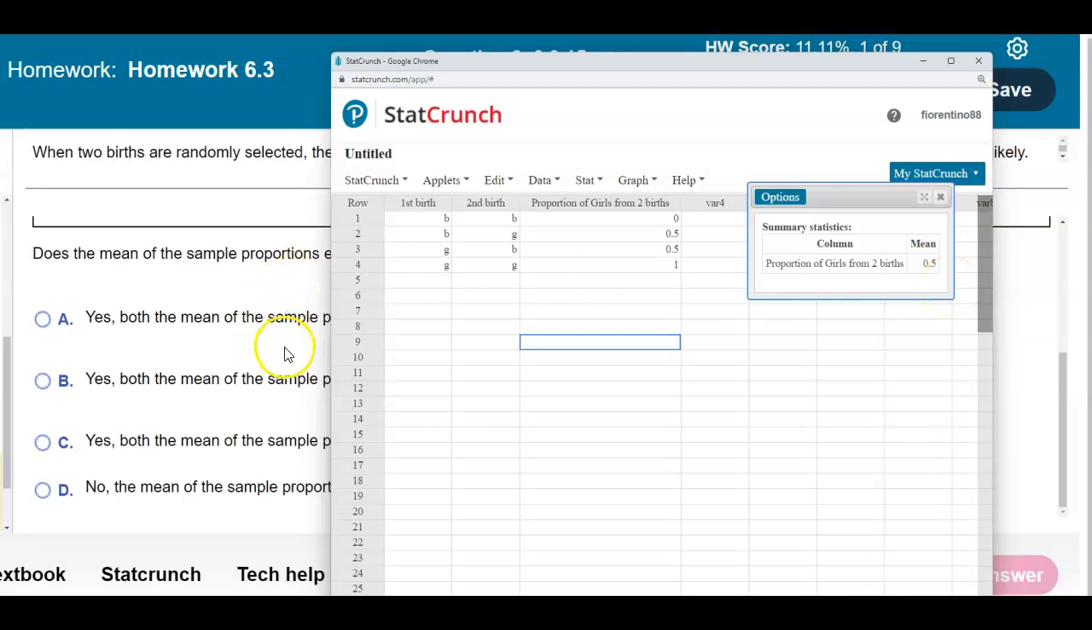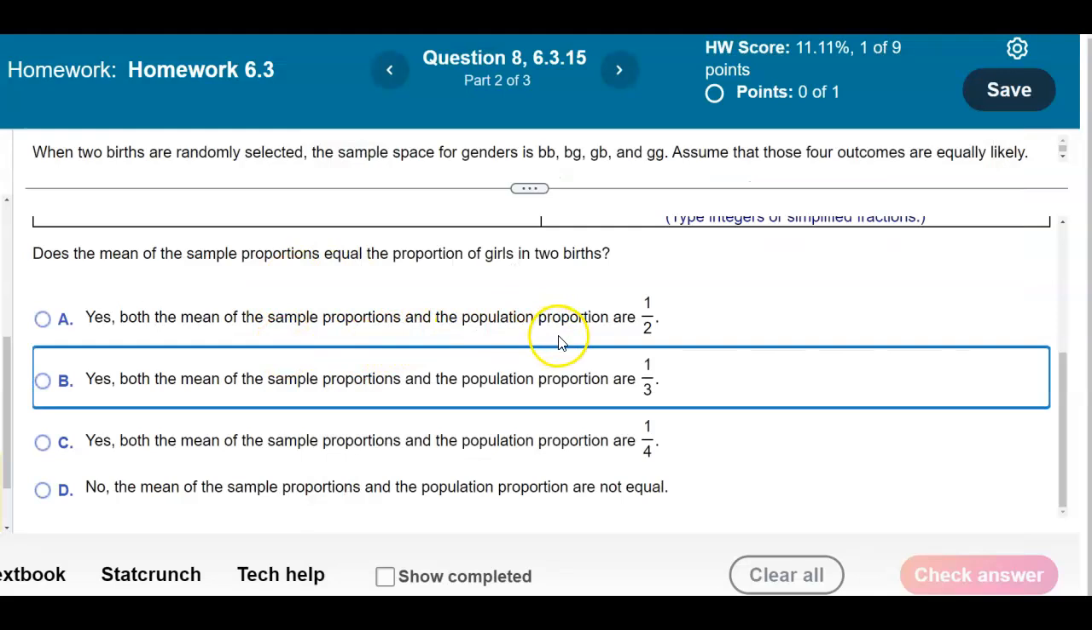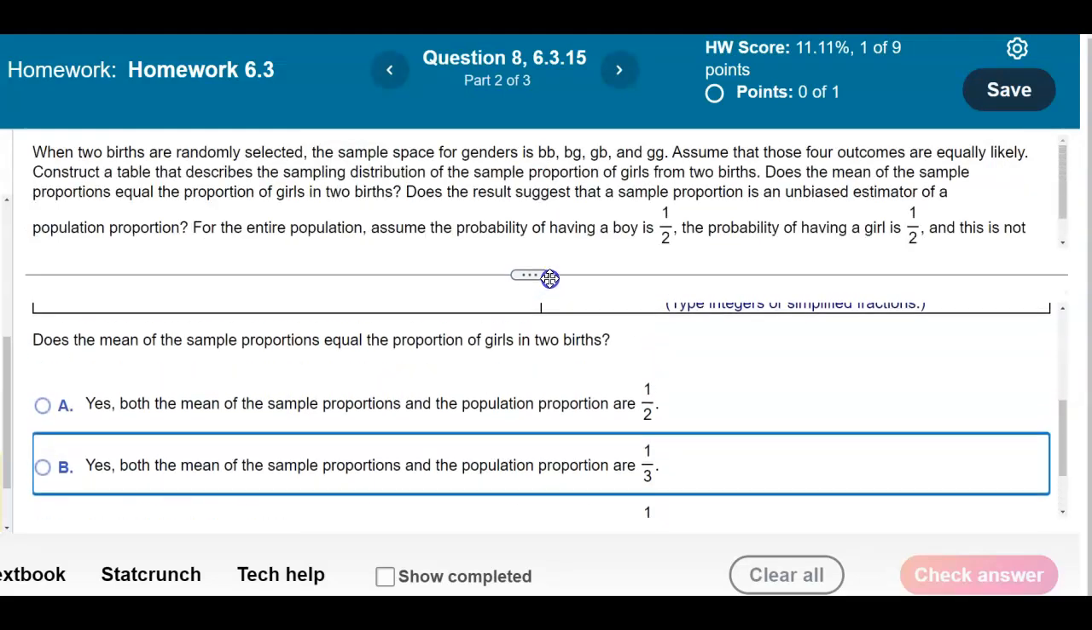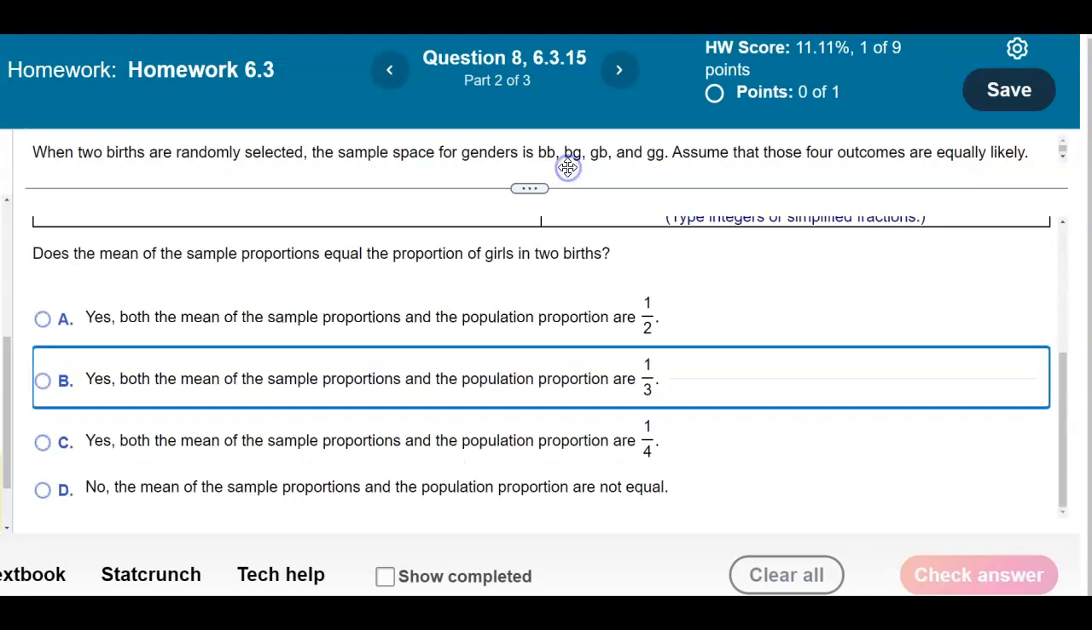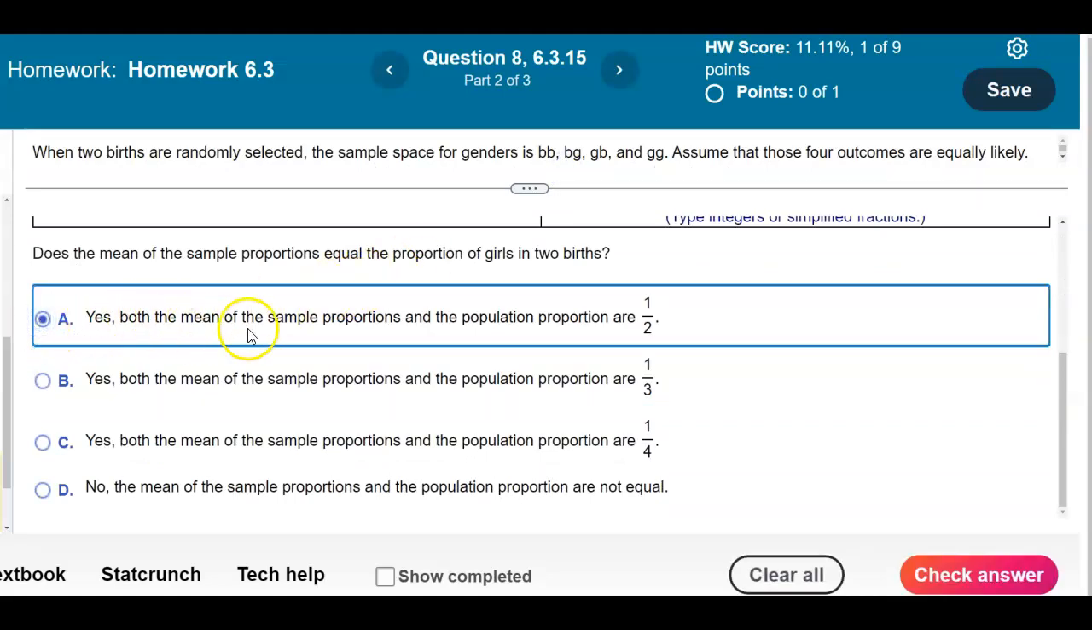Now how does that compare to the population proportion? Well, for the entire population, we're assuming the probability of having a boy is 1 over 2, and the probability of having a girl is 1 over 2. And it's not affected by how many boys or girls have previously been born. So the 1 out of 2 for the mean is the same as the probability of having a girl, which is 1 out of 2. So we would say yes, both the mean of the sample proportions and the population proportion are 1 over 2.